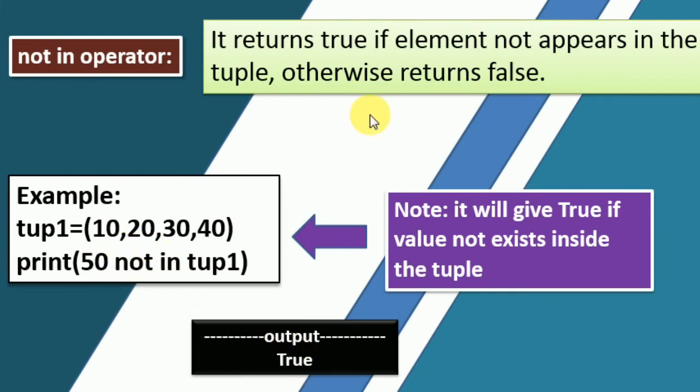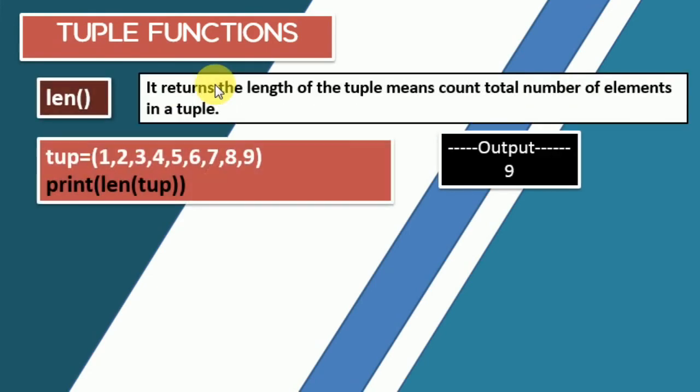Now we move to tuple functions. The first function you already know, len. It is used to return the length of a tuple. It counts the total number of elements in a tuple. If the tuple has 1, 2, 3, 4, 5, 6, 7, 8, 9, when we write len of tup, it will display the output 9. That is the work of the length function. We already used it in many programs of the list also. The same work is done in the tuple also.